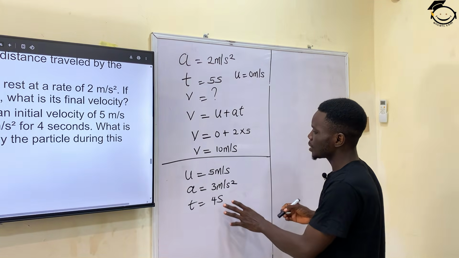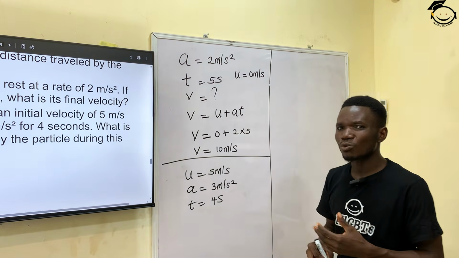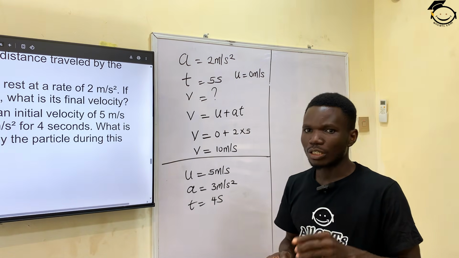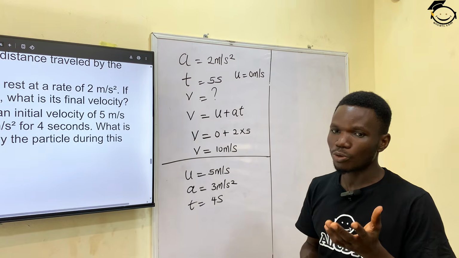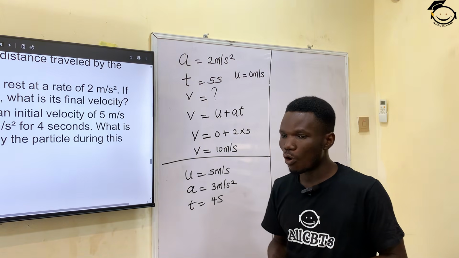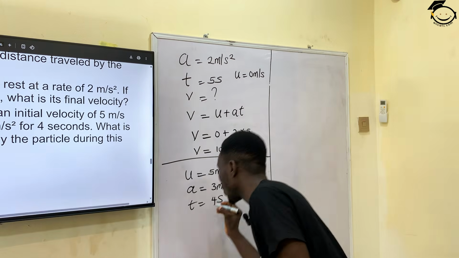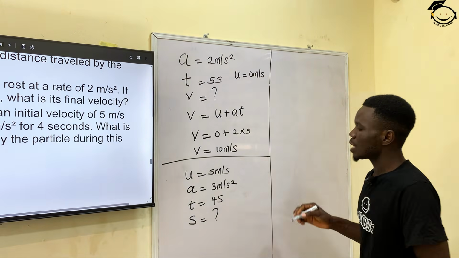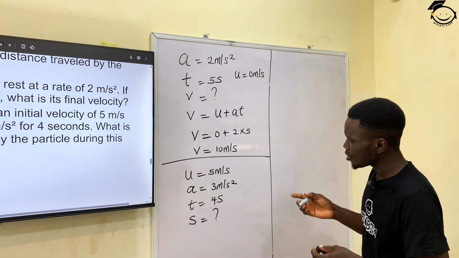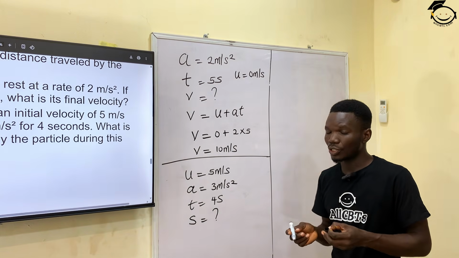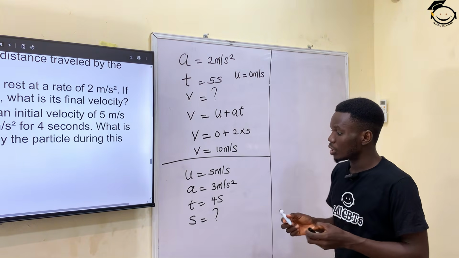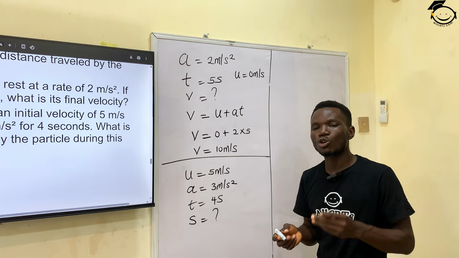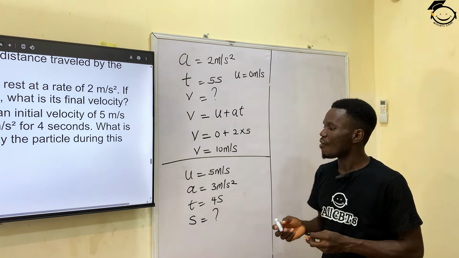So if you look at the parameters of a question, it tells you whether you are going to be using the first, second, third or fourth equation of motion. We are looking for the distance traveled. Since you have your initial velocity, acceleration and time, and you're not given final velocity, you use the equation of motion that does not have anything to do with final velocity.